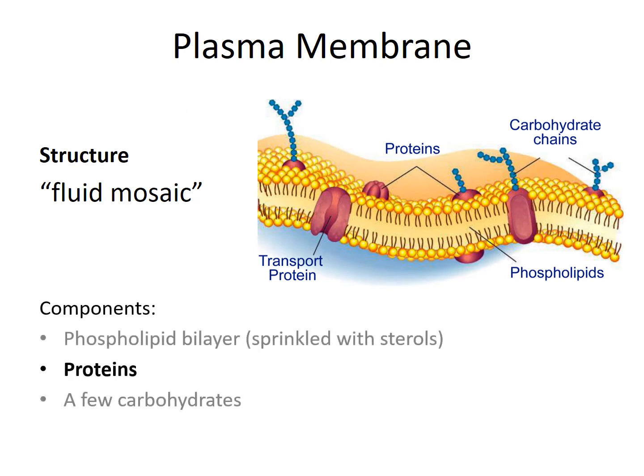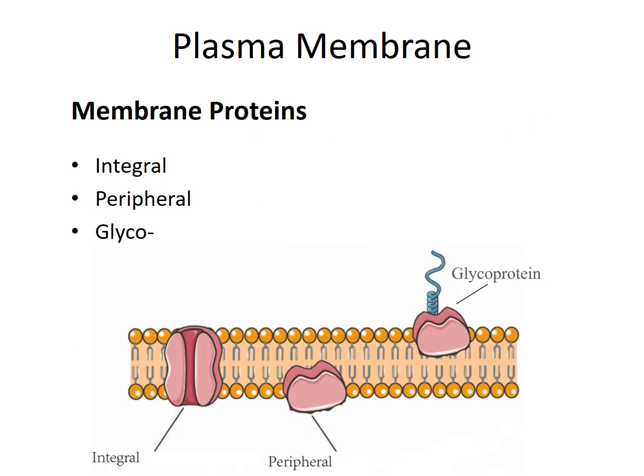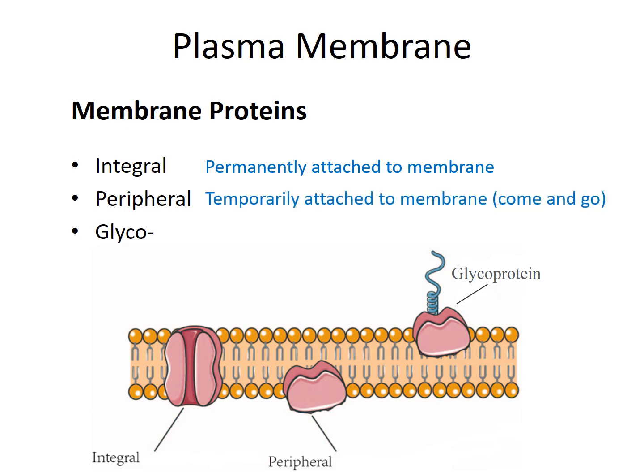The next key component of plasma membranes are proteins. Those are the little purple blobs you see floating in the fluid mosaic model in the picture here. And there's three types of proteins in a plasma membrane that we will discuss. The first are called integral membrane proteins, which are those that are permanently attached to the membrane. That contrasts with the next type, peripheral membrane proteins, which are only temporarily attached to the membrane. They come and go, and they can exist on either the inside or the outside of the membrane.